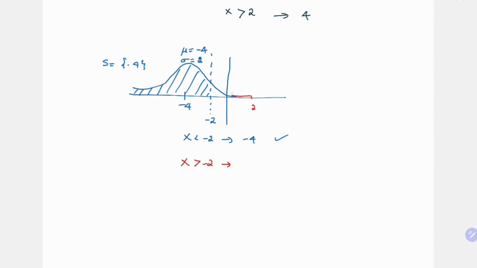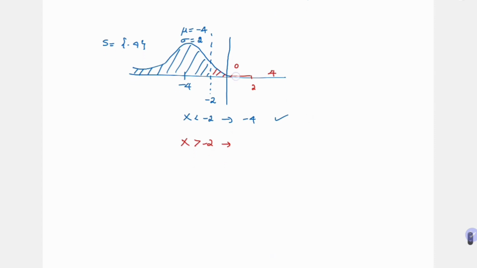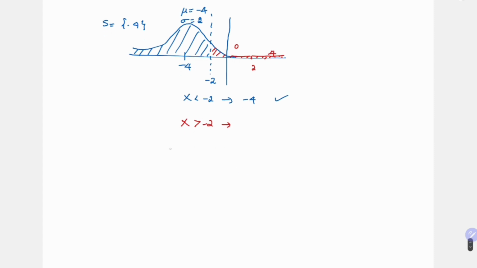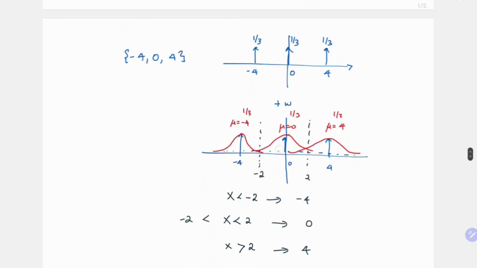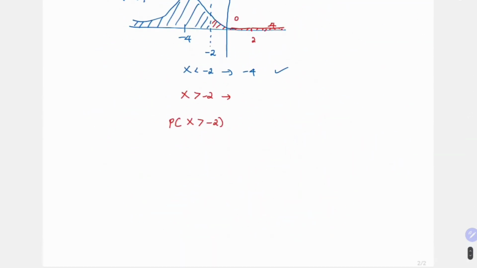Up to 2, it is going to fall in the 0 zone, and beyond that it is going to fall in the 4 zone. So I want to calculate this area. So this will give my error, right? The probability of error I'll make is P of x greater than -2. So this I have to write in terms of Q. So for that I'll convert this into a standard normal distribution. So now this is having mu of -4 and sigma of 2.